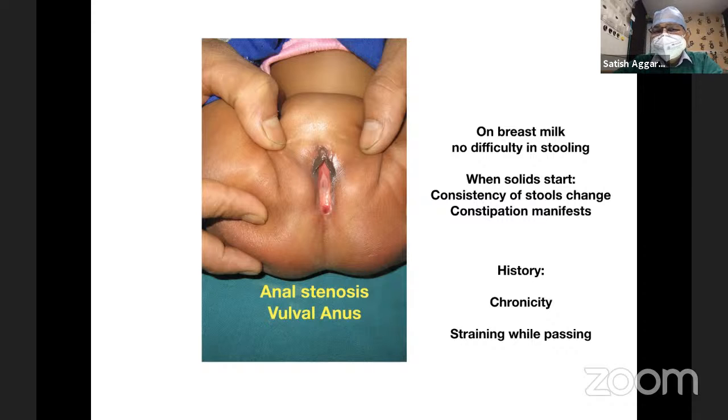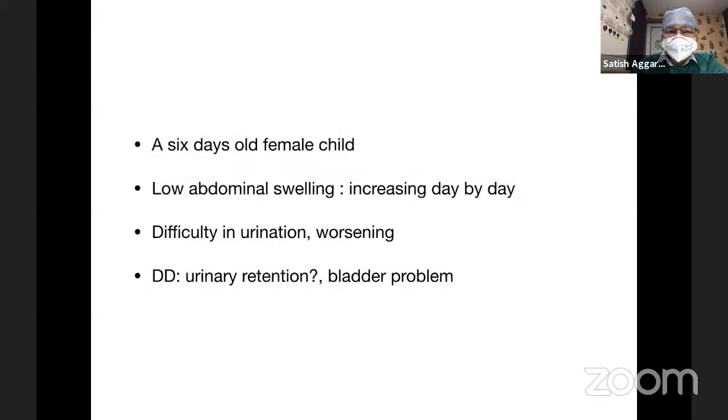So this is very important to consider the diagnosis of constipation with fecal retention, especially in the current scenario. Another example, a 6-day-old female child had a low abdominal swelling, which was increasing day by day. She had difficulty in urination, which was worsening. Initially, the urination was fine. Then gradually she started developing urinary symptoms and they kept on worsening.